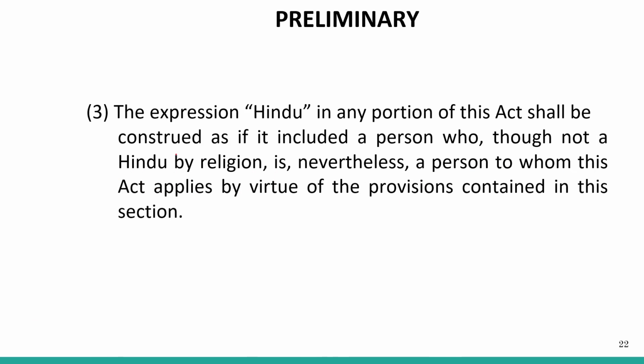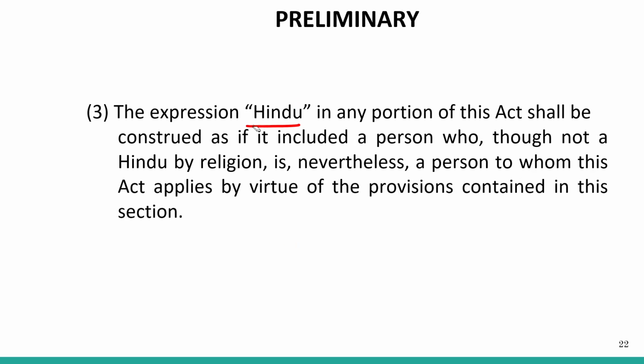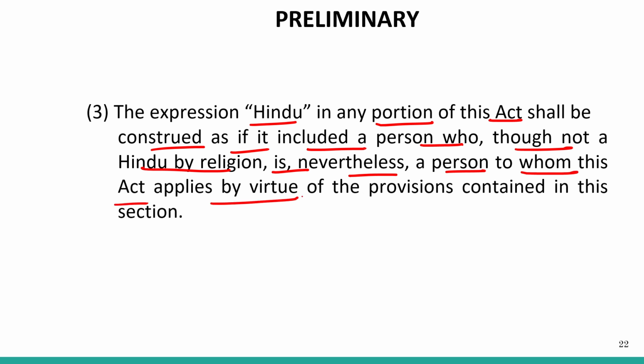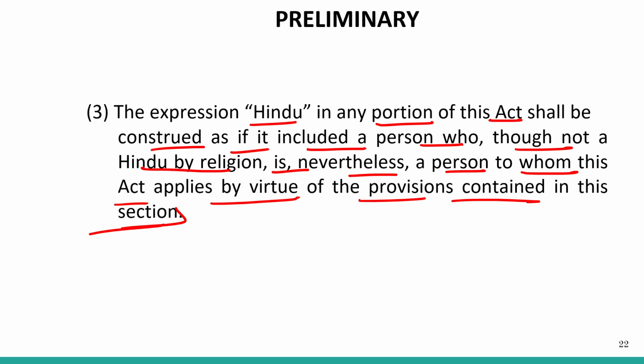So these are the three requisites when a person shall not be considered to be a Hindu. Apart from that, the expression Hindu will include all those people who have not been under these three conditions. So everybody shall be considered Hindu if at all it is talking about marriages. The expression Hindu in any portion of this act shall be construed as if it includes a person who, though not a Hindu by religion, is nevertheless a person to whom this act applies by virtue of the provisions contained in this section. So this is the applicability of this particular legislation.